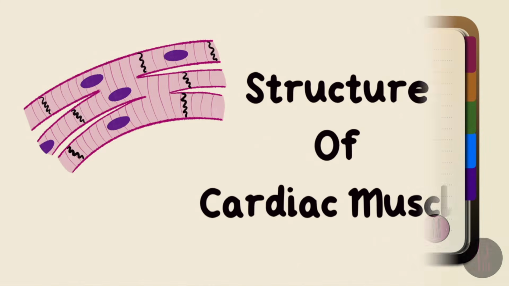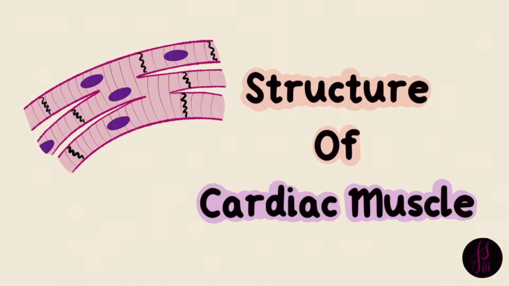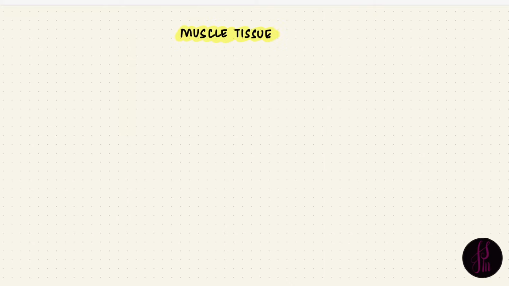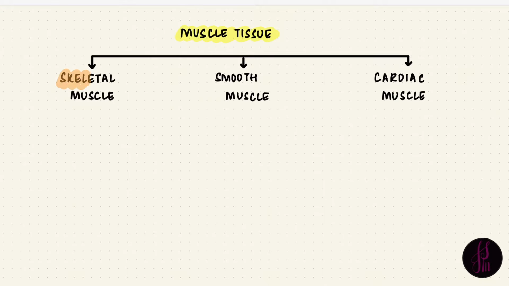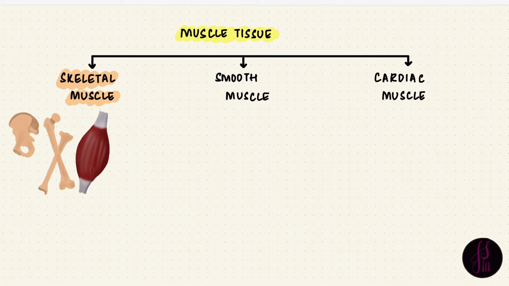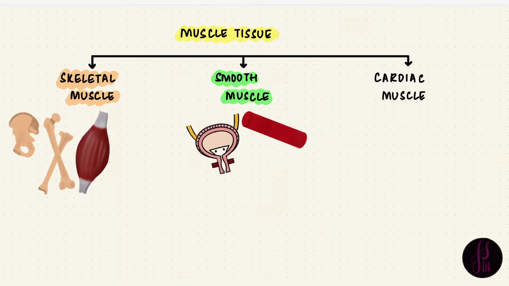This video is on the structure of cardiac muscle. There are three kinds of muscle tissue: skeletal, smooth, and cardiac muscle. Skeletal muscles are attached to the skeleton. Smooth muscles line the hollow viscera like blood vessels and the bladder. But cardiac muscle is specific to the heart.